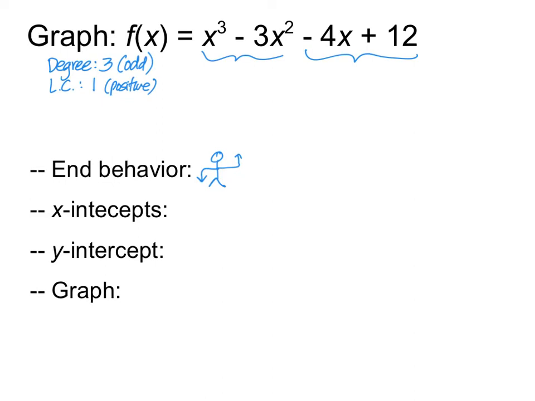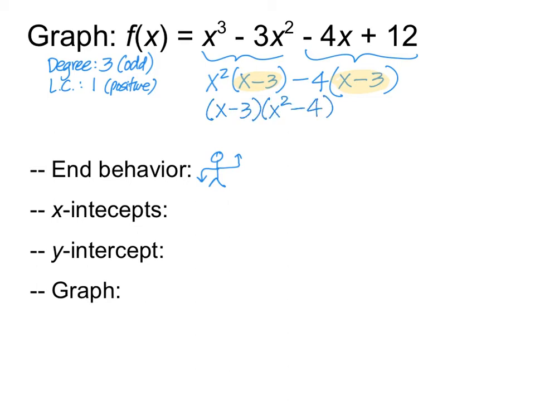So out of the first two terms, I'm going to factor out an x squared, leaving me with x minus 3. From the last two terms, I'm going to factor out a negative 4, which leaves me with x minus 3. They both have an x minus 3, and so I can factor that out from the two terms. So I have x minus 3 and then I have x squared minus 4 remaining. So in the end, my function is going to be x minus 3, x plus 2, x minus 2.